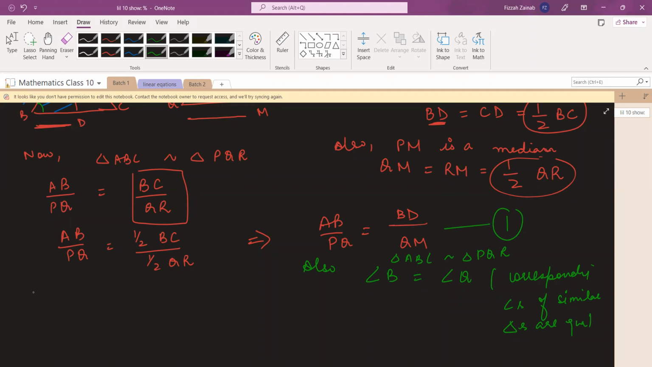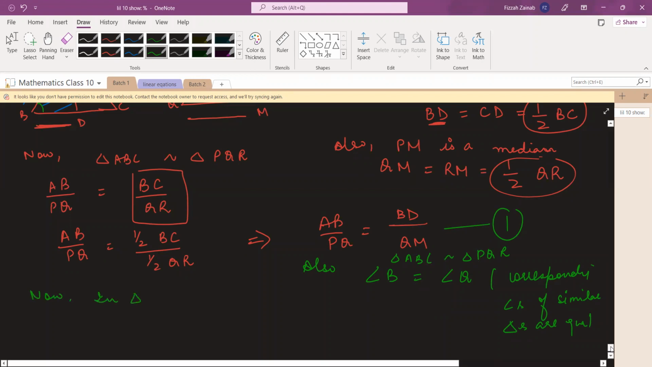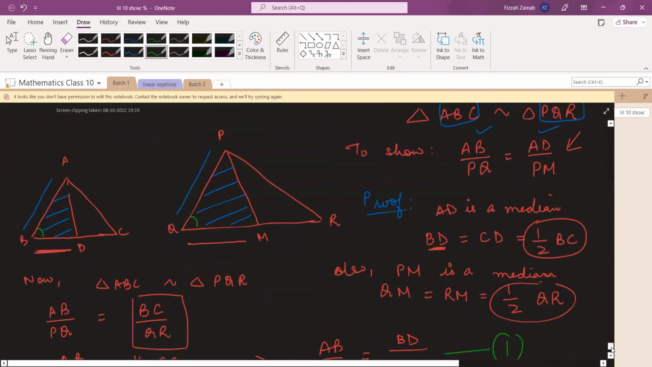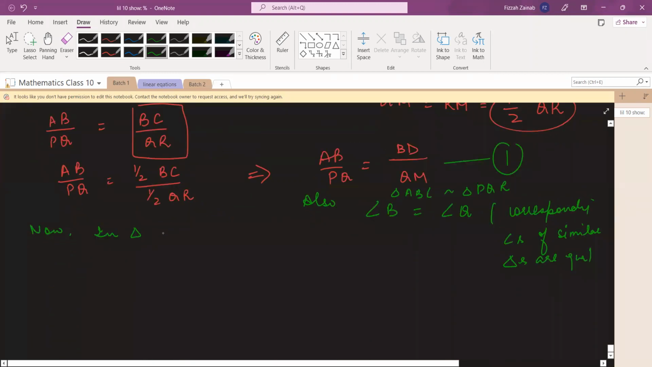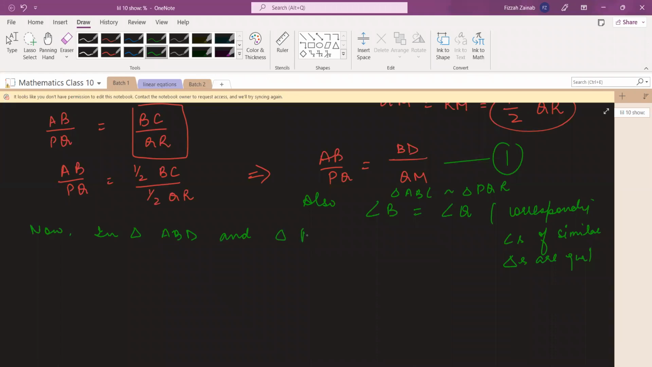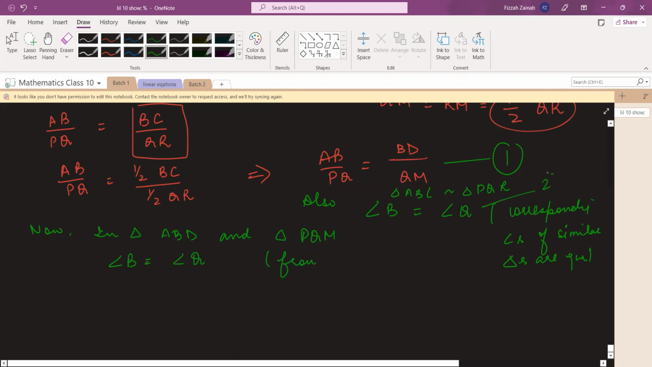Yes, ma'am. So now take the blue triangle, the left one, ABD and PQM. So in triangle ABD and triangle PQM, now I have angle B is equal to angle Q, from result second. And this I have already shown, that AB by PQ is equal to BD by QM.